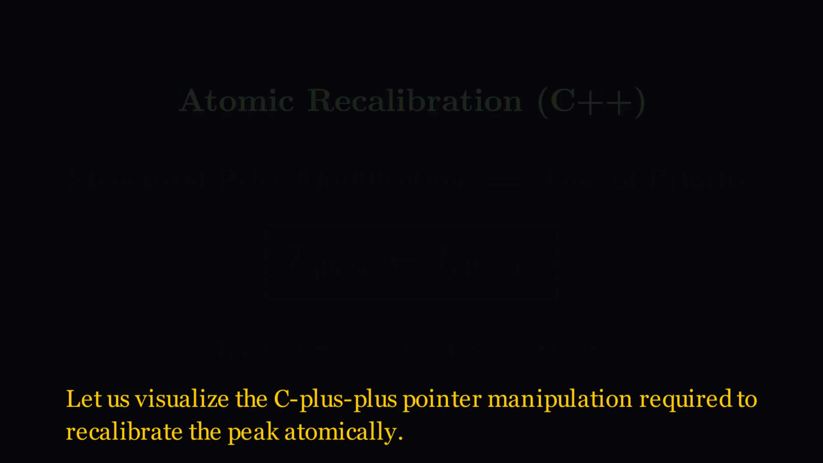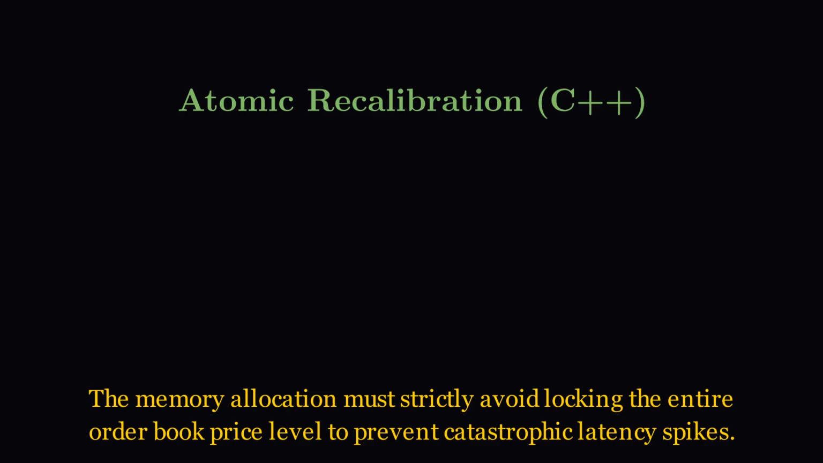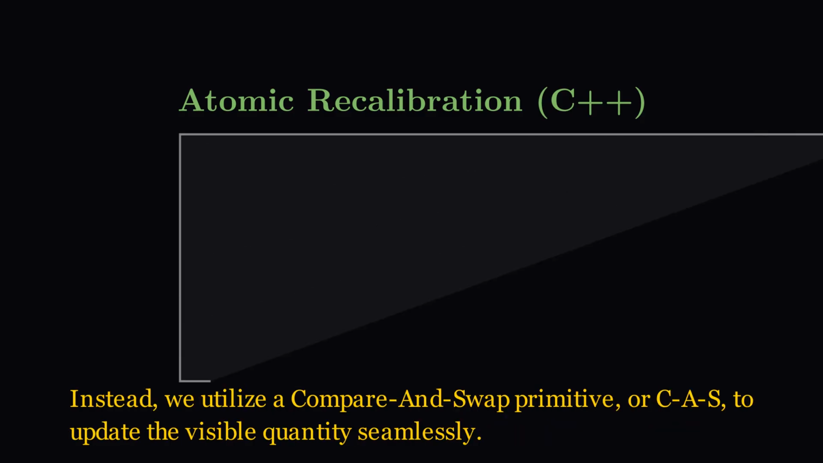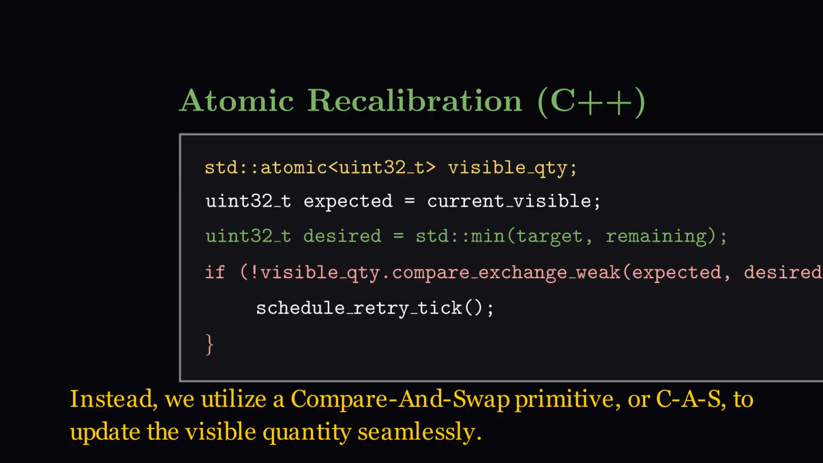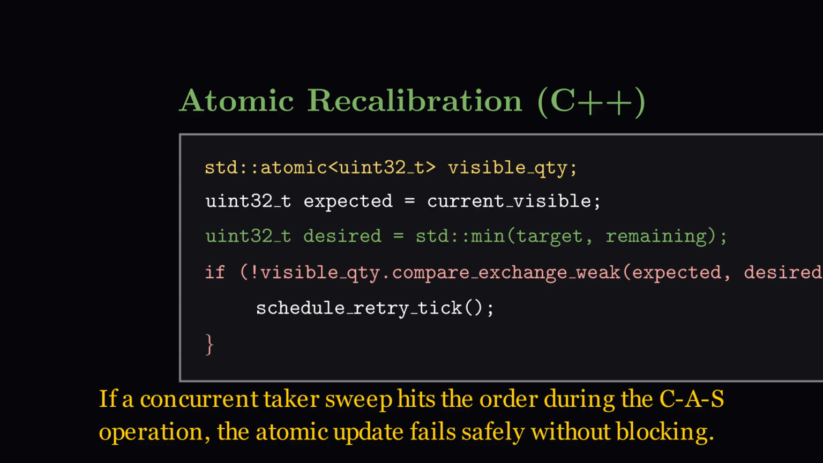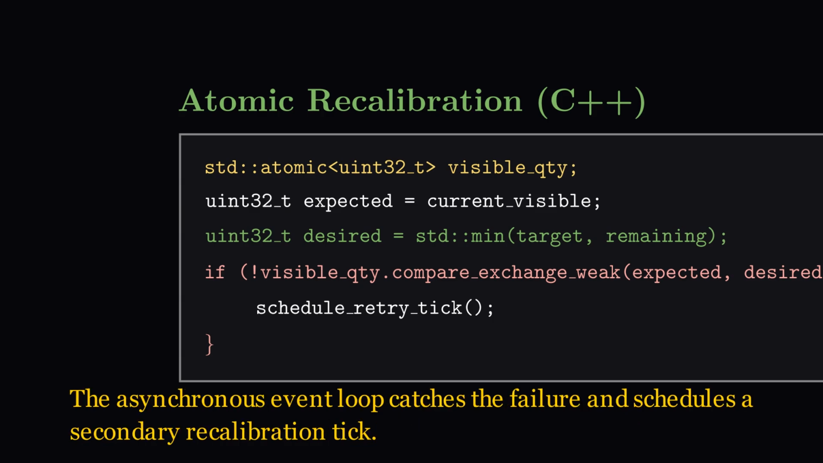Let us visualize the C++ pointer manipulation required to recalibrate the peak atomically. The memory allocation must strictly avoid locking the entire order book price level to prevent catastrophic latency spikes. Instead, we utilize a compare-and-swap primitive, or CAS, to update the visible quantity seamlessly. If a concurrent taker sweep hits the order during the CAS operation, the atomic update fails safely without blocking. The asynchronous event loop catches the failure and schedules a secondary recalibration tick.